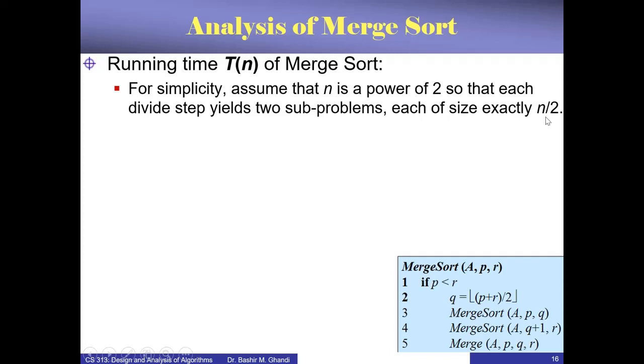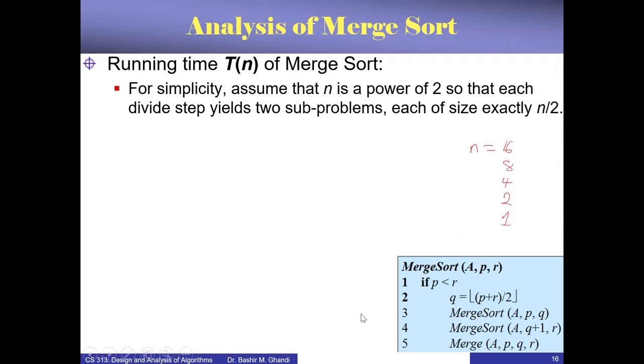So for example, if you have n equal to, let's say, 16, then we're going to keep dividing by 2. So 16 will reduce to 8, 8 will reduce to 4, 4 will reduce to 2, and the 2 sub-arrays, each of size 2, and so on. And 2 will give us 1 element each. So this is when the division will stop.